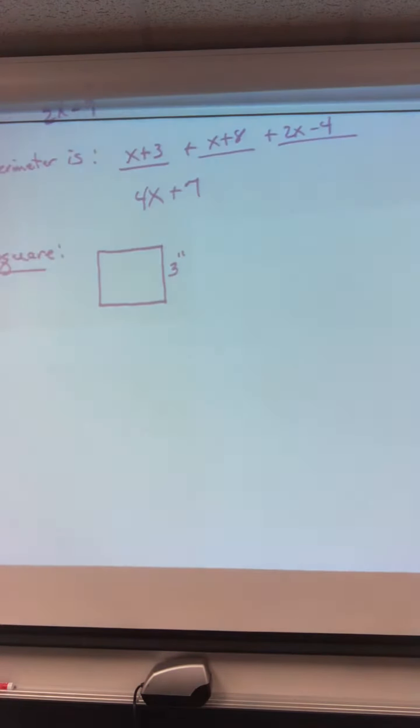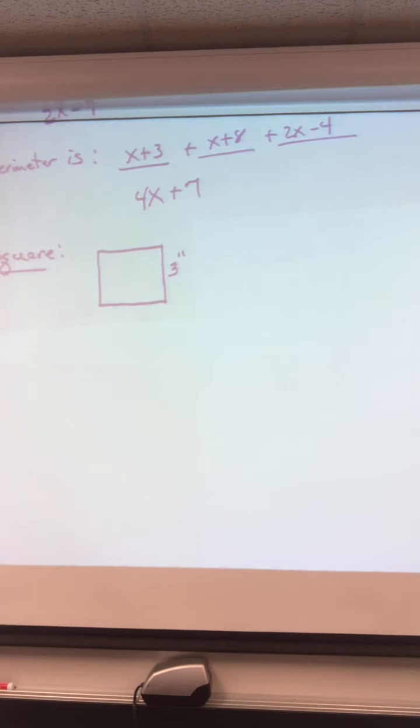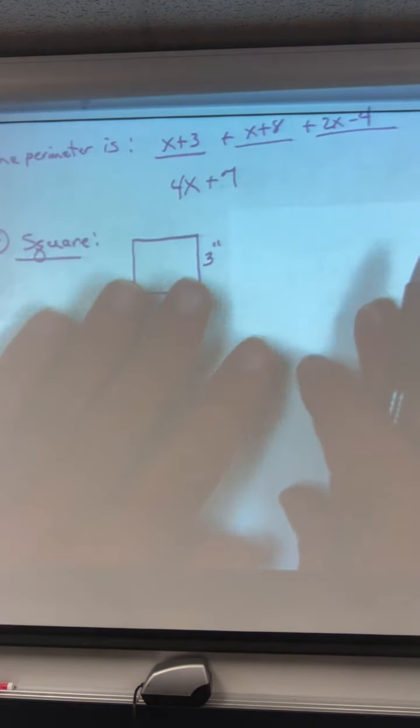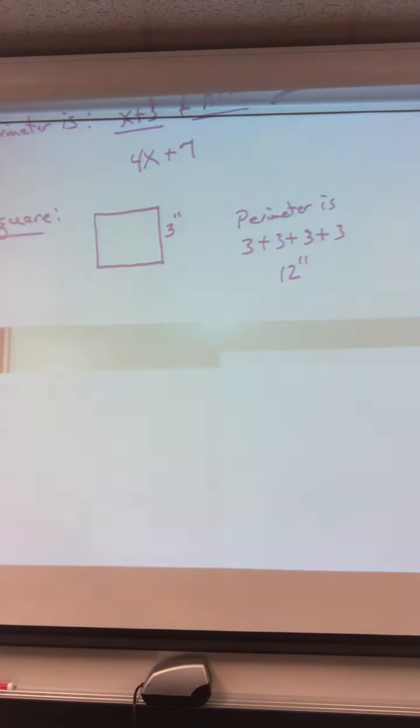Now, let's suppose I told you that this figure is a square. Now, you can't assume it's a square. You have to be told that it's a square. So you're told that this is a square. Then what is the perimeter? Well, if you'll remember from geometry, what do we know about a square? All 4 sides are equal in length. So the perimeter would be 3 plus 3 plus 3 plus 3, which of course is 12 inches.